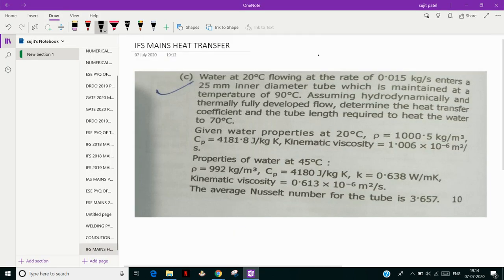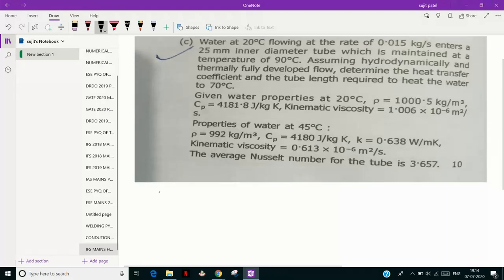Welcome back, aspirants. Today we will solve one heat transfer numerical that has been asked in the Indian Forest Service Mains examination. So the question is, and today we will write the given data simultaneously also.